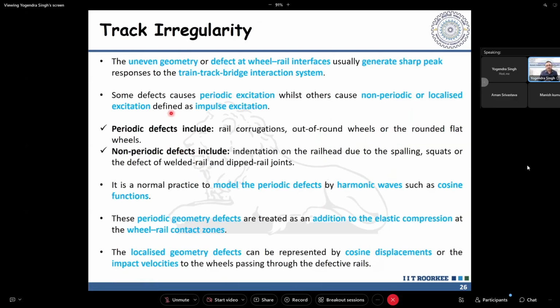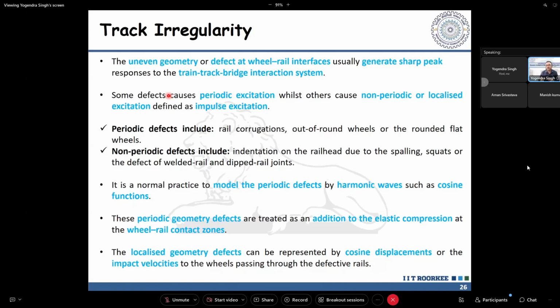Then what we discussed so far was the effect of moving load. So when the load is moving, it is causing dynamic effects. But there can be defects in the wheel. There is a situation we know as flat wheel. So flat wheel happens when the wheel gets distorted.